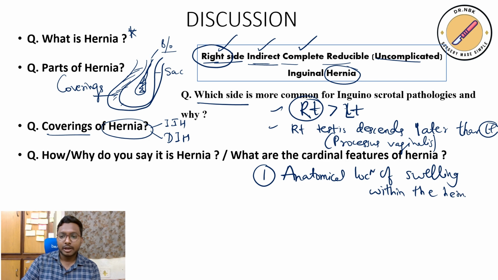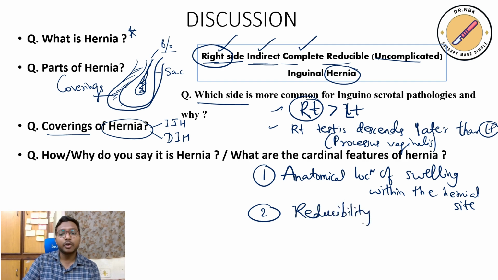Within the hernial site, nothing but your inguinal region. Second one is reducibility present. This is the order in which you have to answer the question. We should not change the order of the answers. Okay, right. The last one is expansile cough impulse.